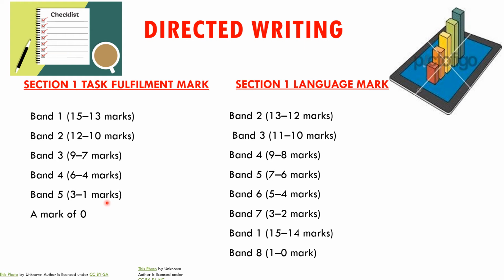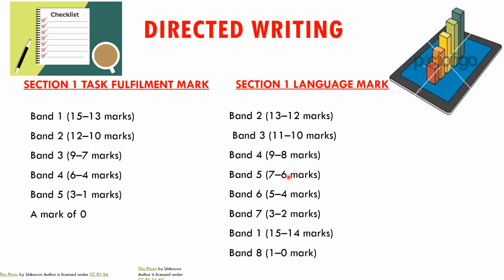So definitely there is a whole detailed key provided by Cambridge, and I've discussed some best bands and some worst in my previous videos as well, and you can consult them, and I'll be discussing them in my upcoming videos as well. And there is a mark of 0 as well when the child's script does not show any coherence with the task given at all. So these are the 15 marks for the task fulfillment, and these others are the 15 marks for your language.